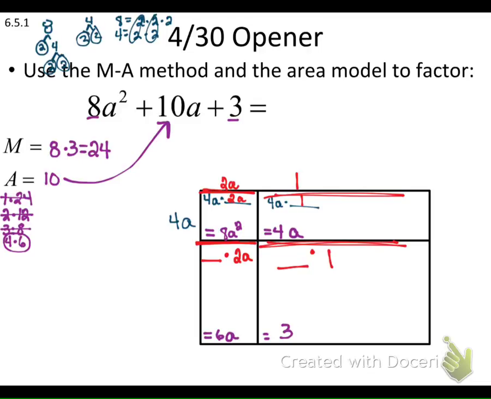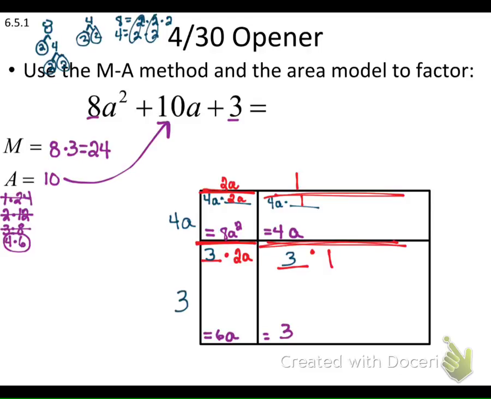So now we find our height. What times 2A could equal 6A? So what times 2 will equal 6? 3. Just in no variable. And then if I plug in a 3 times 1, does that equal 3? Yeah, so then it works out. So what's the height? 3. Okay.